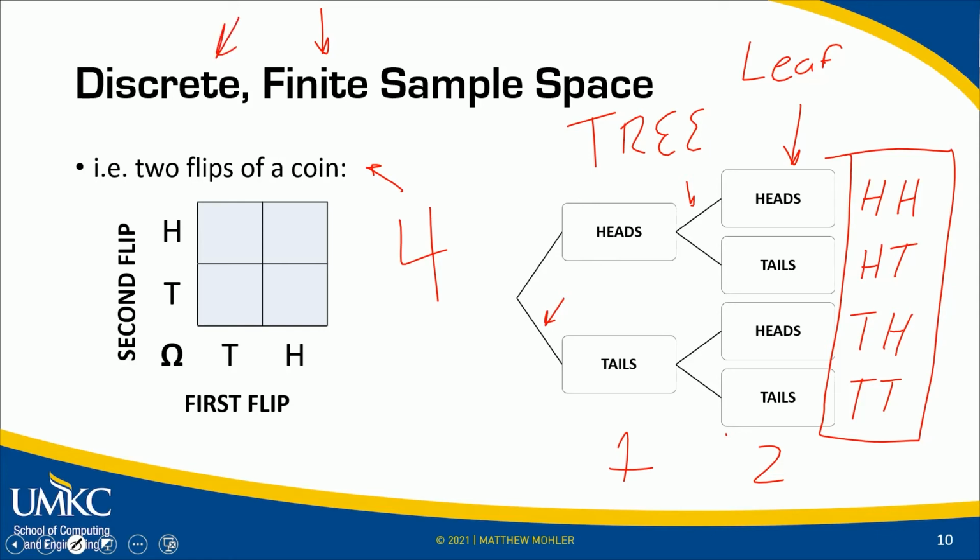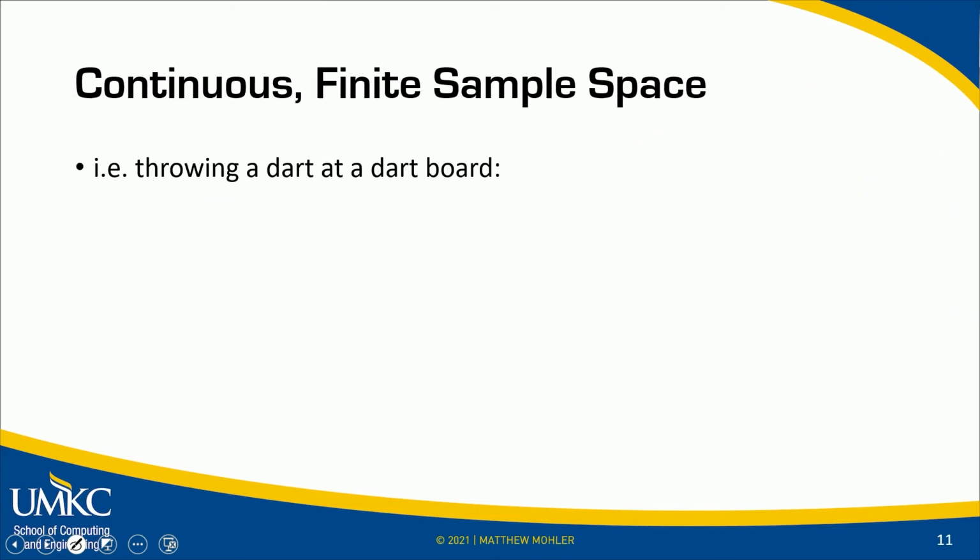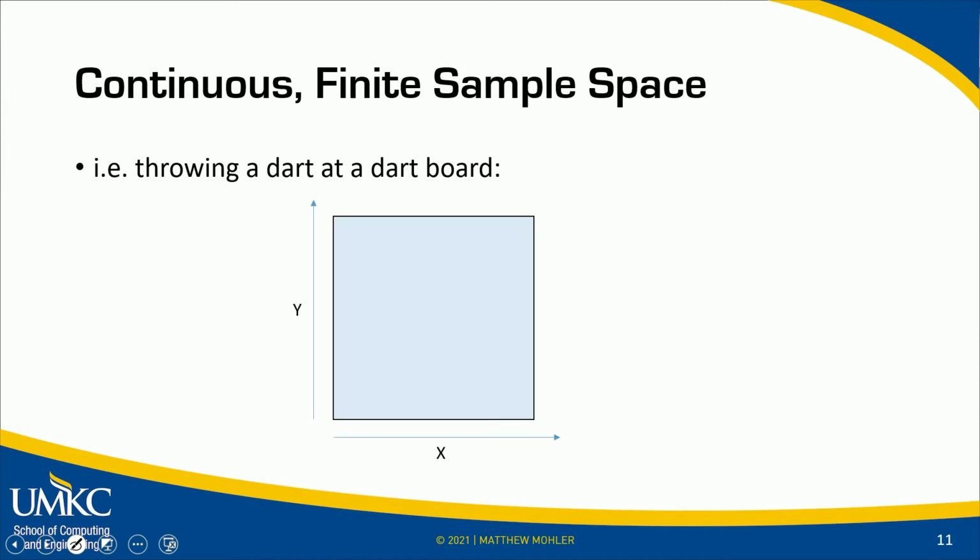Now, if we look at a slightly different system, let's look at an example of a continuous finite sample space. And so this may be you're throwing a dart at a dartboard. And for simplicity, this dartboard is going to be a square, and it has an X and a Y coordinate system. So in this case, the probability of throwing a dart at a specific point on this dartboard is going to have a probability associated with it. And my sample space, let's say, is from 0,0 to 1,0 and 0,1. So it can go up to 1 in both axes.